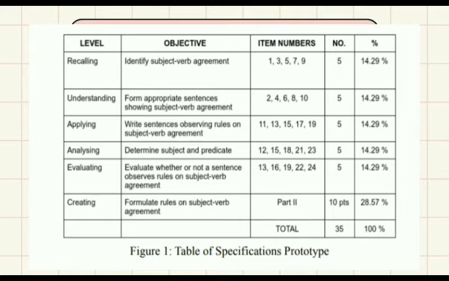In creating, the test is Part 2, which means it is an essay with total points of 10. Then we have to divide it by 35 and multiply it by 100. Then we have 28.57%. And if we total the percentages from recalling to creating, from 14.29 up to 28.57%, then we will get 100%, which corresponds to the 35 total test items.